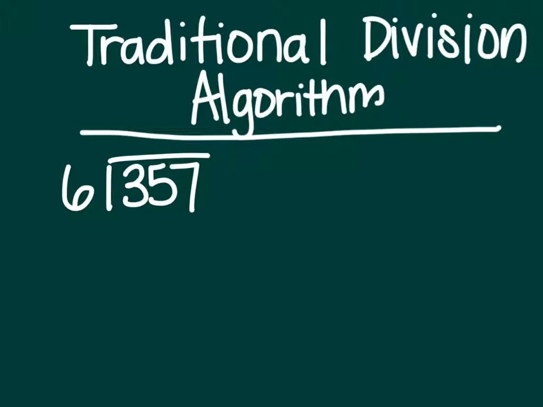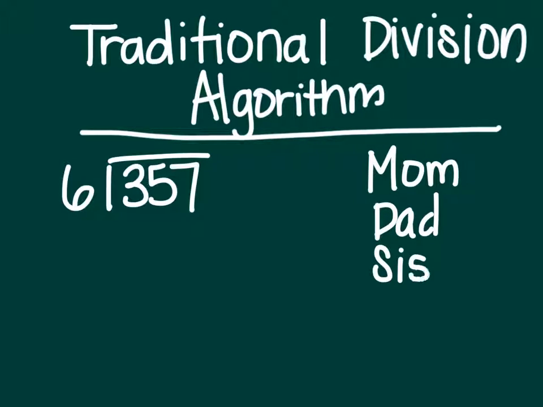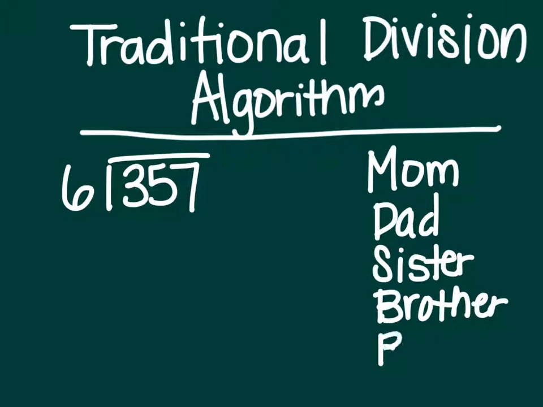Before we get started, I want to introduce you to a strategy that you may have used before, and it may look familiar to you. I'm going to write these words down and I'll talk about what they mean. First, I'm going to write down mom. I'm going to write down dad, sister, brother, and of course we can't forget Rover.